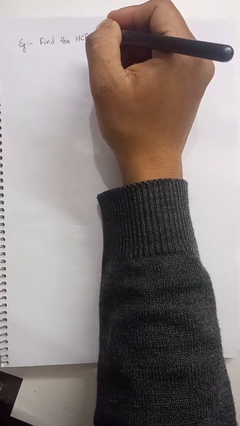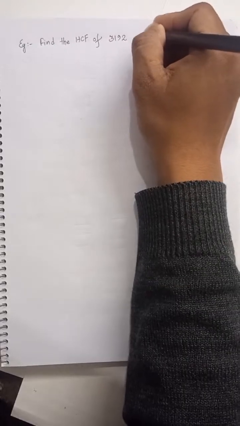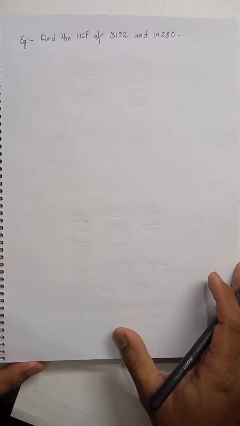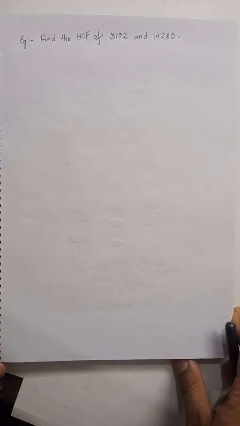Find the HCF of 3192 and 14,280. Okay, now just imagine if you were to do prime factorization on these two numbers, how much time this will take. Okay, so is this visible? Let me adjust. Yeah, this is visible very nicely.